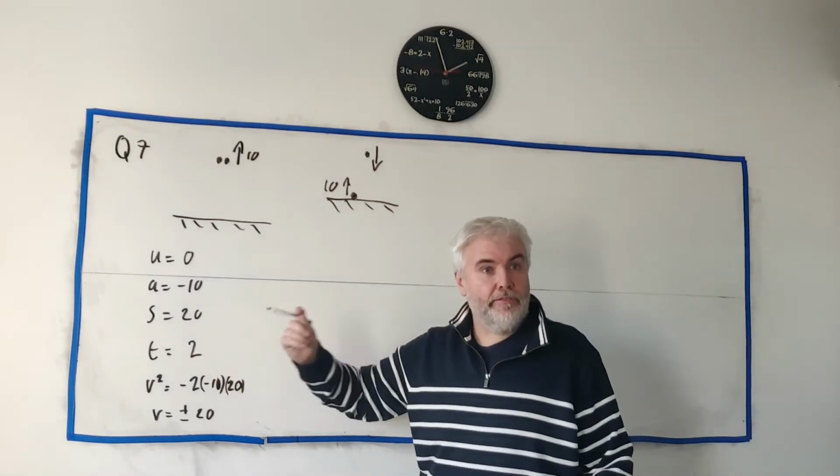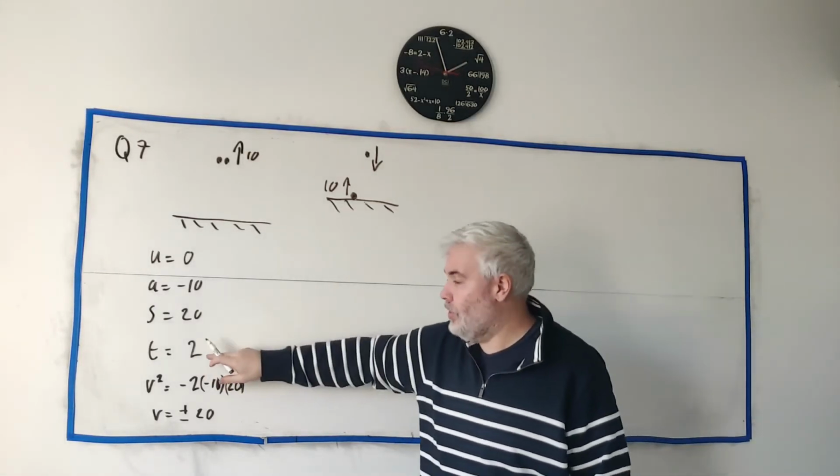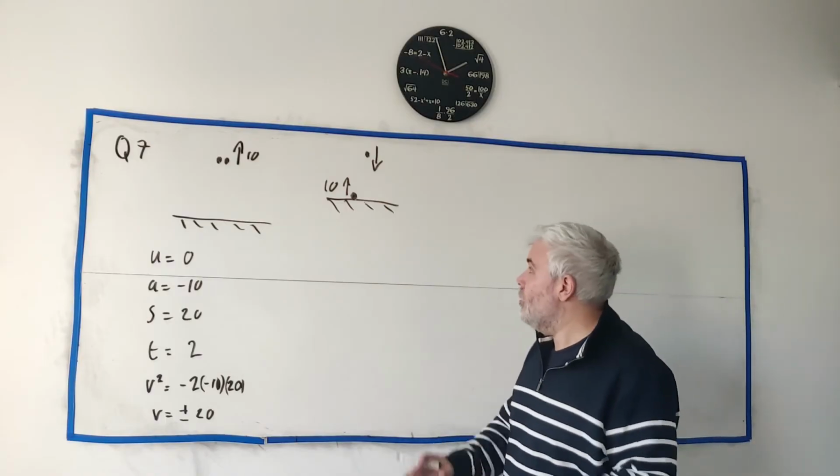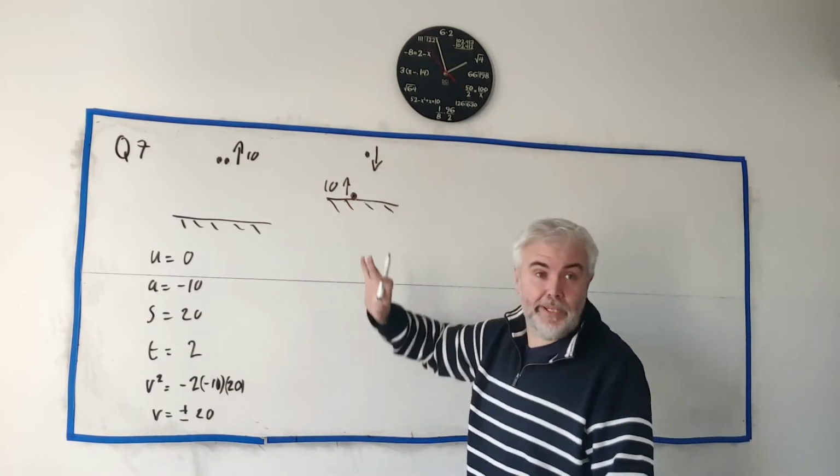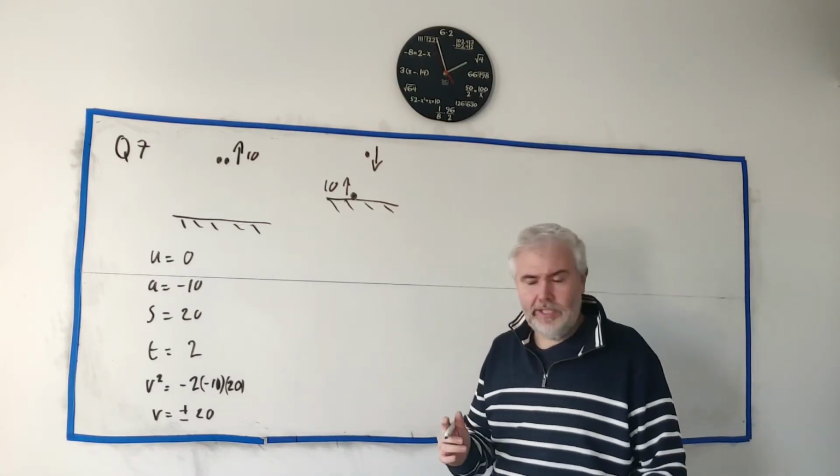That's important for us to figure out what's going on with Q. We do want to know what's going on with Q. So this is what's going on with P. He's on the ground. He's going up 10. Let's work out what's happening with Q.